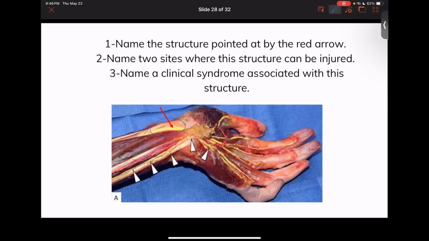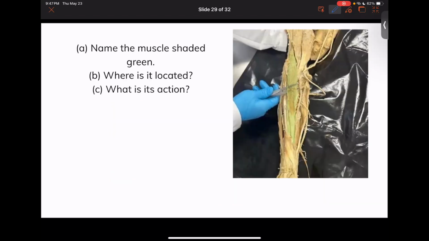Now, name two sites where the structure can be injured. The two sites will be, first of all, the condylar area of the humerus, and the second area would be the carpal tunnel itself, basically. So there could be a fluid buildup that could lead to compression, because of the intracompartmental pressure that's going to get increased. So it's going to cause compression of the median nerve, or it could be a fracture of the supracondylar area of the humerus. Now, name a clinical syndrome associated with this. We have already mentioned that's the carpal tunnel syndrome. So let's move forward.